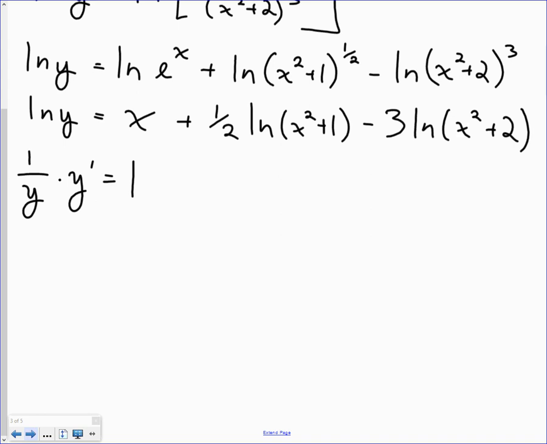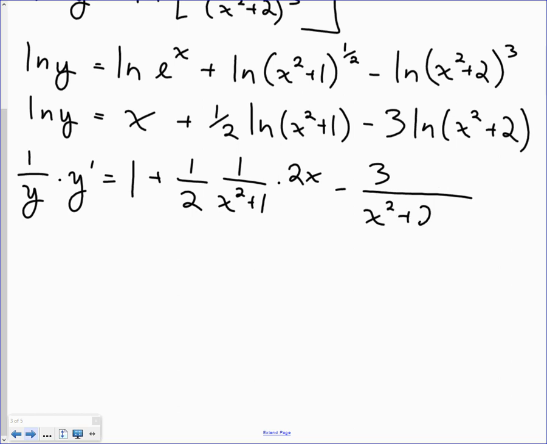Derivative of 1/2 ln of x squared plus 1, let's see. We're going to have the 1/2. We're going to have 1 over x squared plus 1 times the derivative of the inner function, which is 2x. Minus 3 times 1 over x squared plus 2 times the derivative of the inner function, which is 2x.